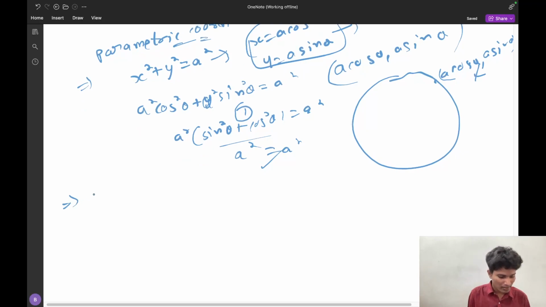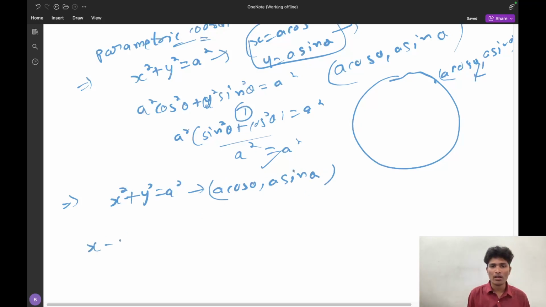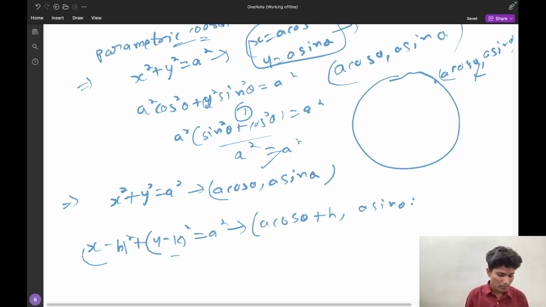Suppose I assume the parametric coordinates for x square plus y square is equal to a square. The parametric coordinates are a cos theta and a sin theta. This is okay. But what are the parametric coordinates of x minus h whole square plus y minus k whole square is equal to a square? For this equation, where the center is not the origin, the coordinates change to a cos theta plus h and a sin theta plus k. These are the parametric coordinates you have to assume.